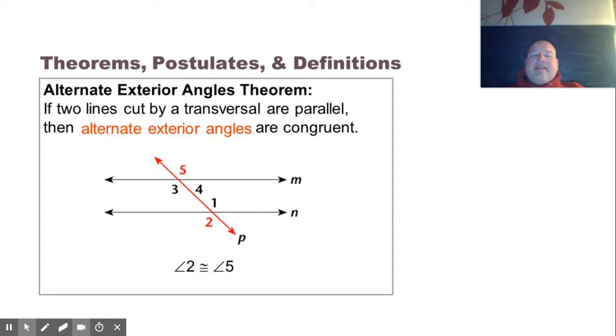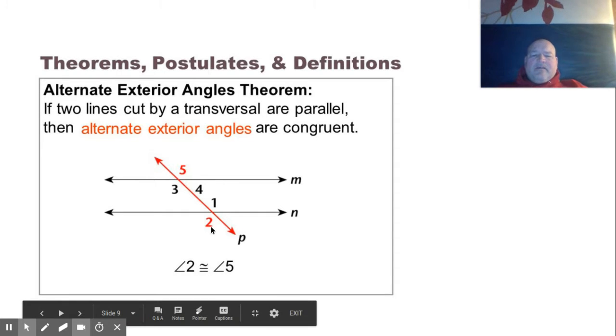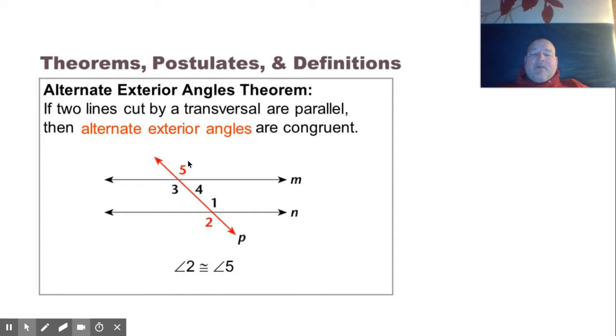Next, alternate exterior angles. If two lines cut by a transversal are parallel, then alternate exterior angles are congruent. So if M is parallel to N, then 2 is congruent to 5. Same kind of reasoning. 2 and 1 are vertical angles, so they're congruent. 1 and 5 are corresponding angles, so they're congruent. So since both 5 and 2 are congruent to the same angle, 1, therefore 2 is congruent to 5.